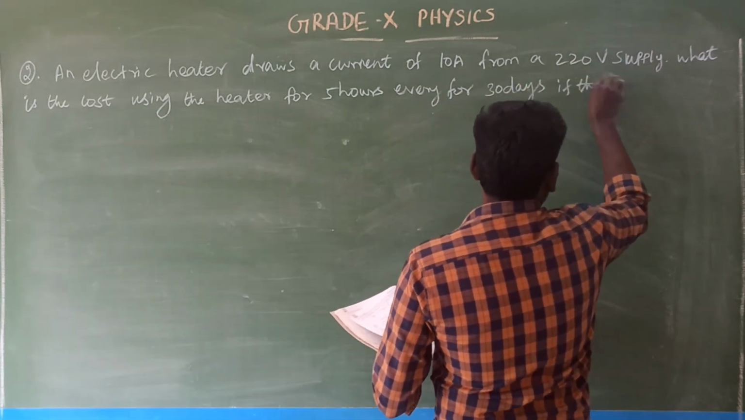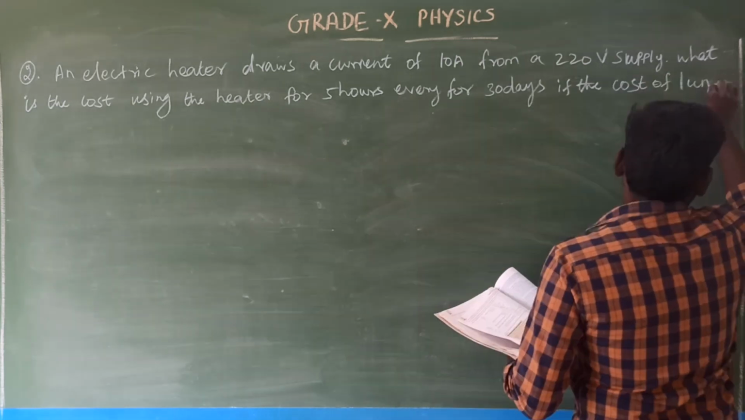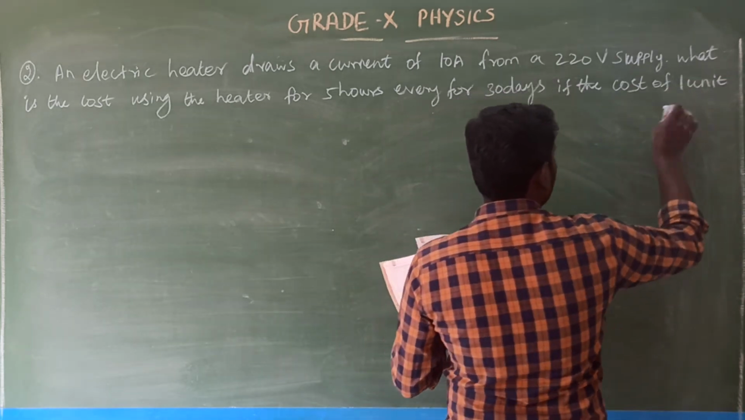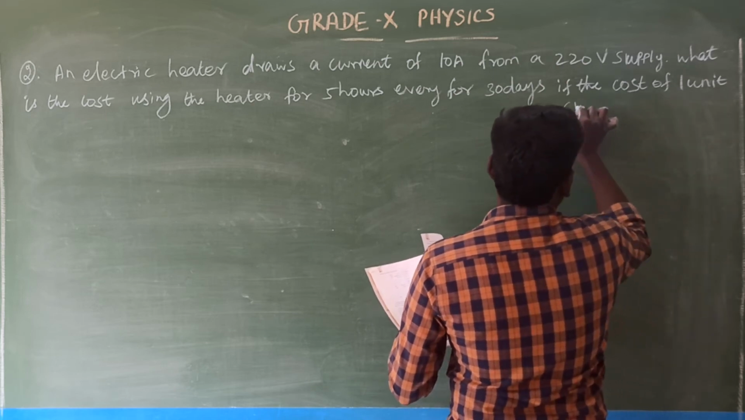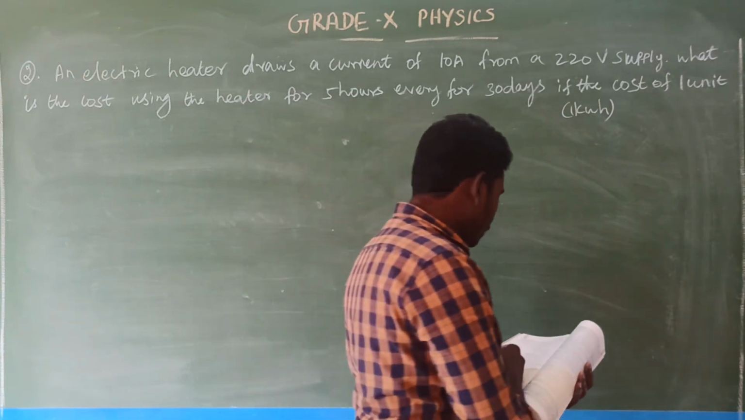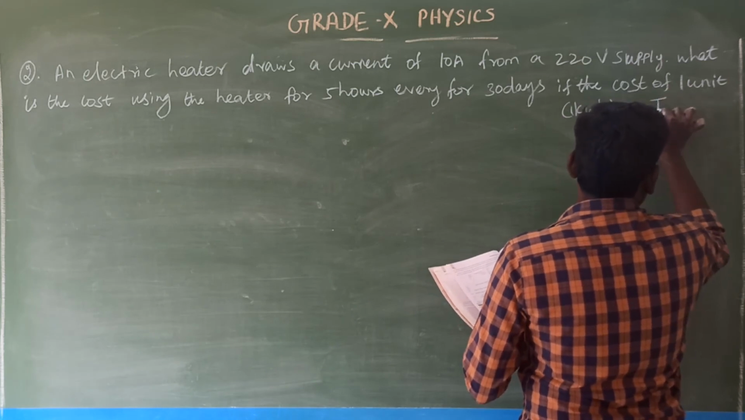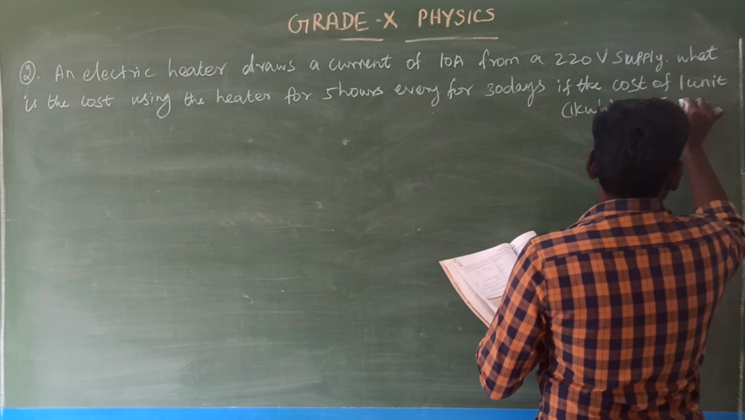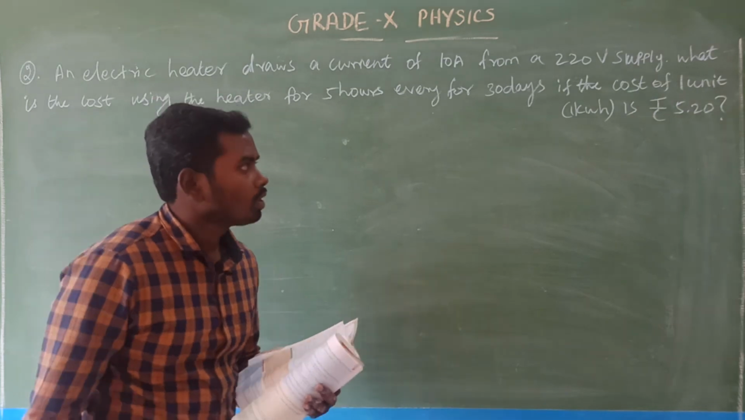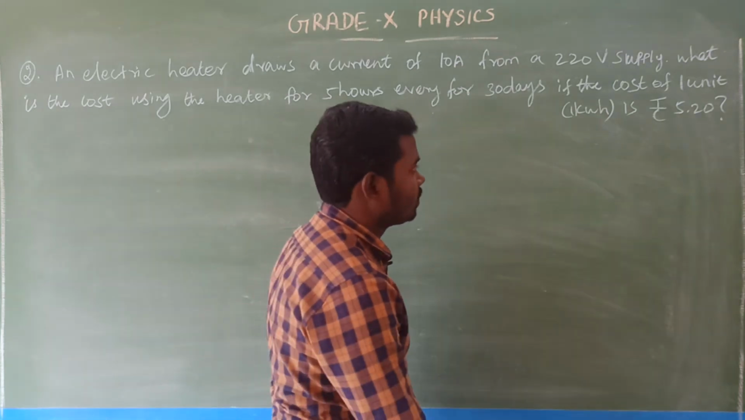if the cost of 1 unit, note this point, very important point, 1 unit means 1 kilowatt hour. So 1 kilowatt hour is 5.20 rupees. Okay, how much? 5.20 rupees. Now calculate that.